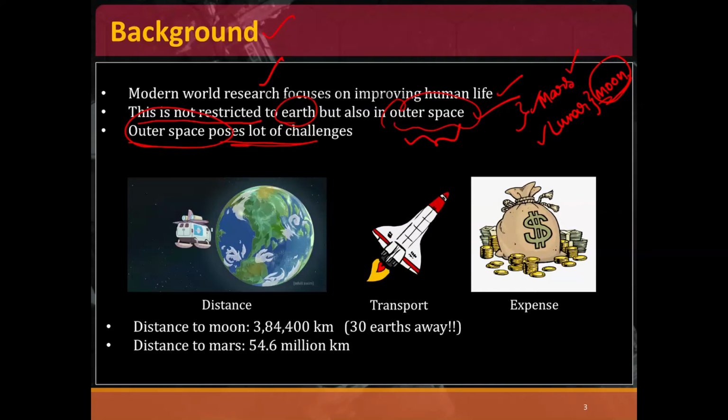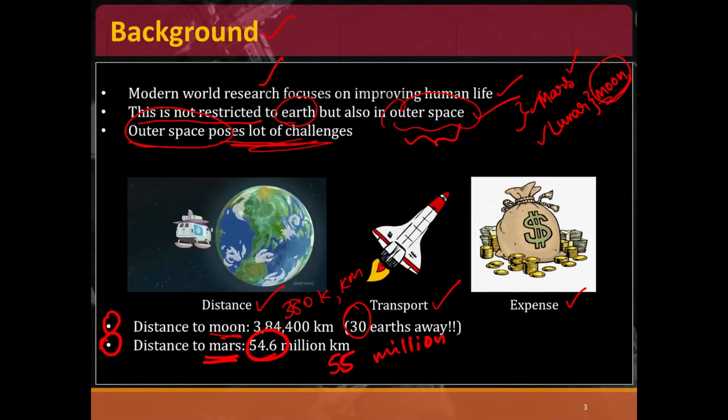We know that this research is not restricted only to Earth, and when we talk about outer space, we can see a lot of challenges with respect to distance, transporting materials, and the money involved in the venture. For example, here I have given two examples of how distance can be a problem. The distance from Earth to Moon is almost 380 thousand kilometers, which is almost 30 times the size of the Earth itself. And the distance from Earth to Mars is about 55 million kilometers.